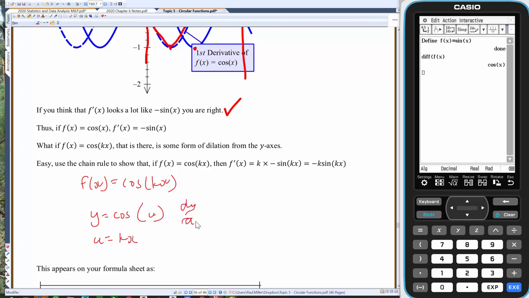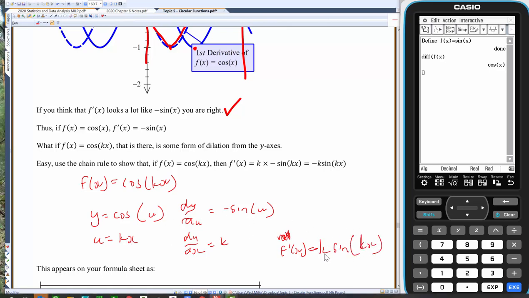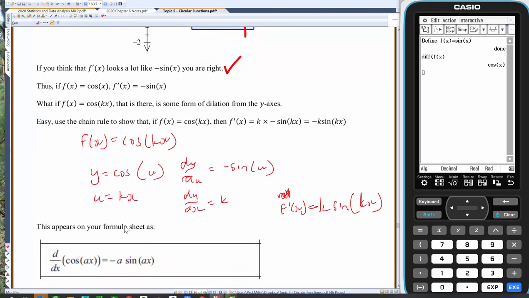dy du over here is equal to, now the derivative of cosine of x or cosine of u we just saw above is negative sine of u, and du dx in this case is equal to k. Multiply those two together and we're going to say that f dash x equals, let's put the negative sign in, negative k sine of u, let's make the u sub at the same time, kx. Negative k sine kx. Let's see how that marries up with the one on the formula sheet.